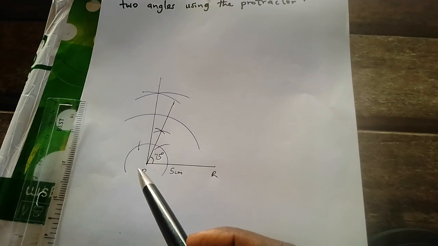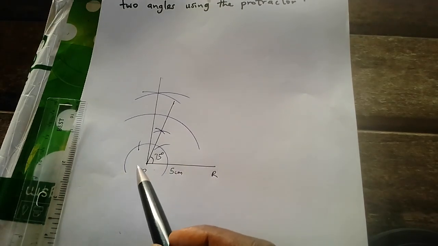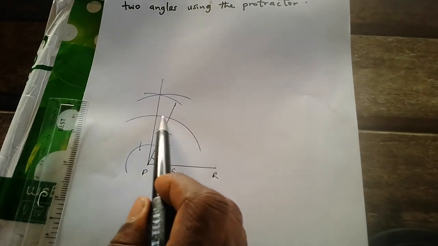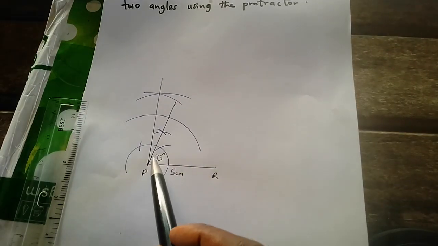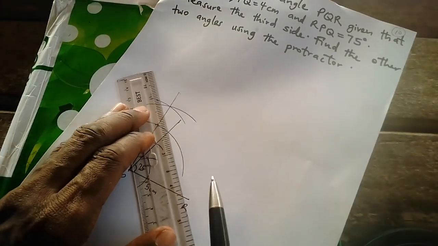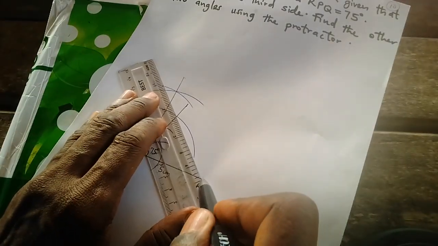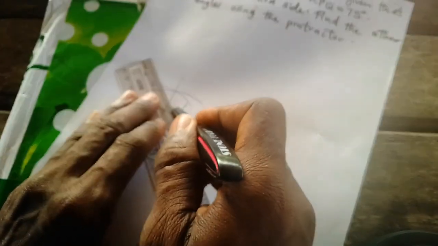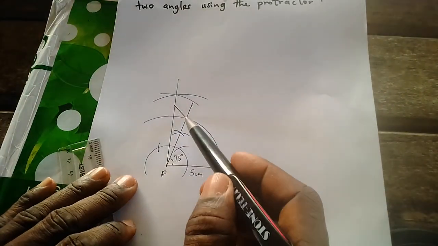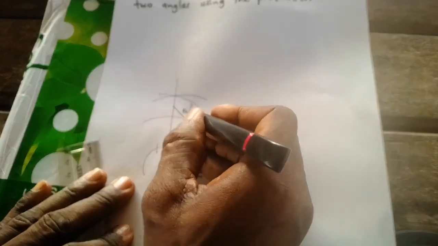So what we needed here is for the angle PQR to be the point of intersection of this curve here, which is 4 centimeter, and this line, which is 75. Their point of intersection there, you are now going to join it with this R here. So the triangle we are talking about is this triangle now. So this is our Q.